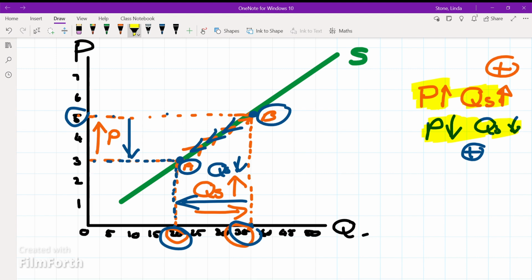We call this the law of supply. When the price of a product increases, the quantity supplied increases. When the price of a product falls, the quantity supplied falls.